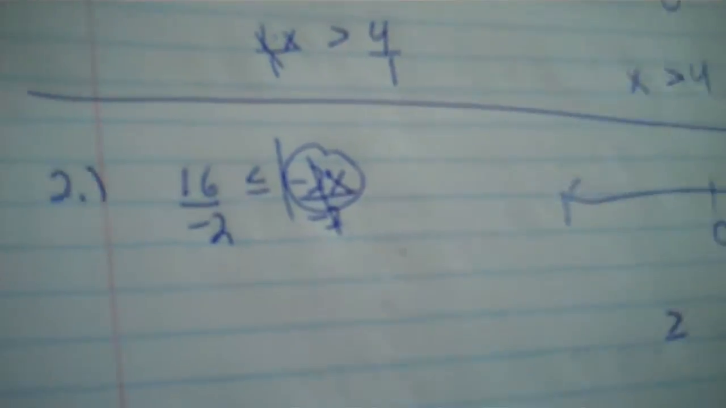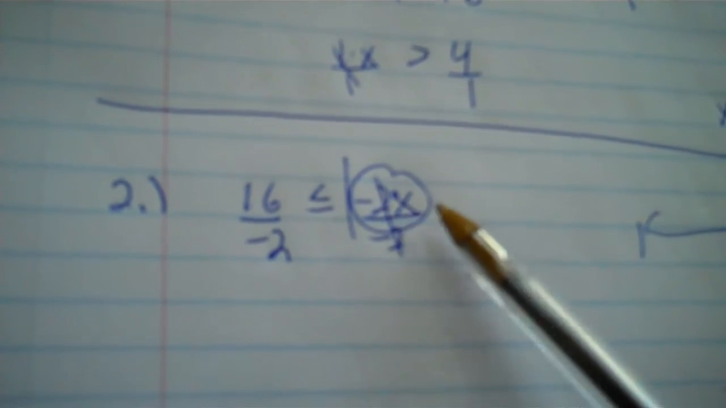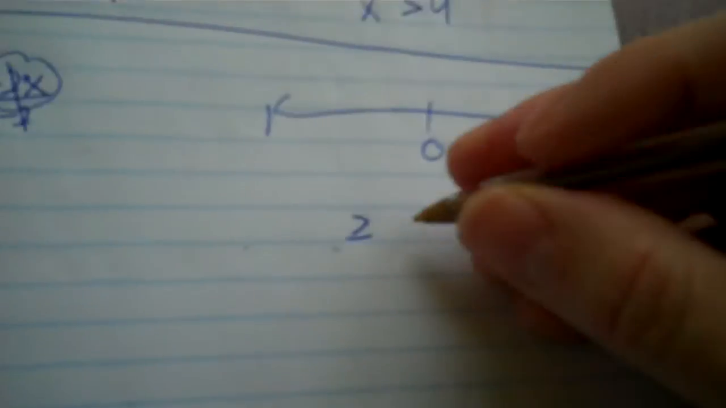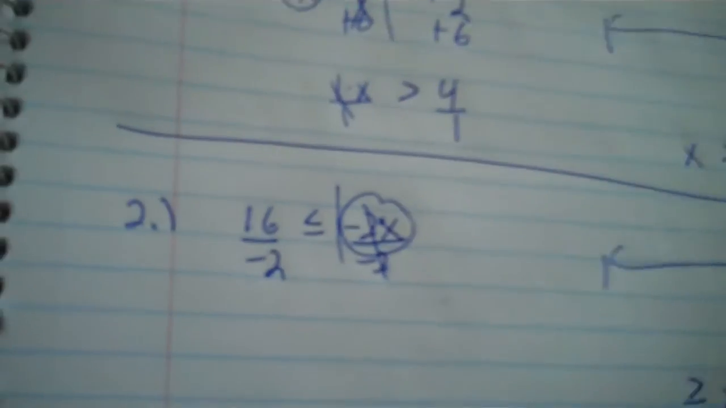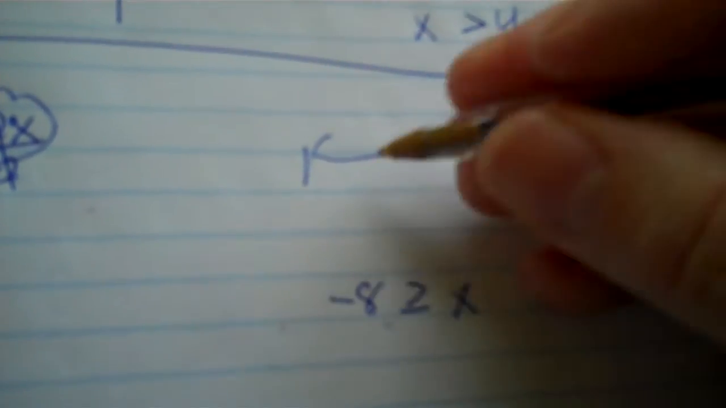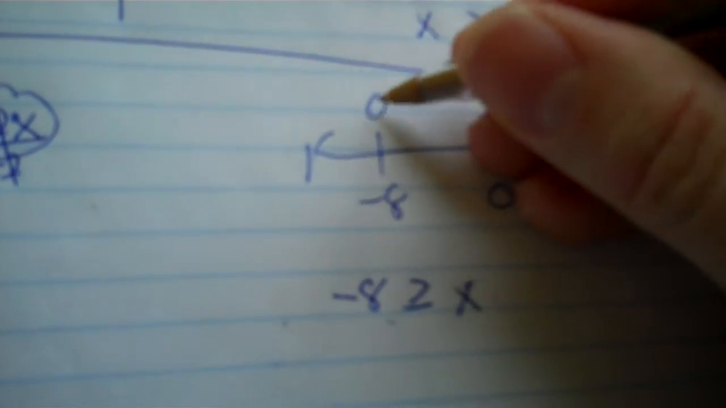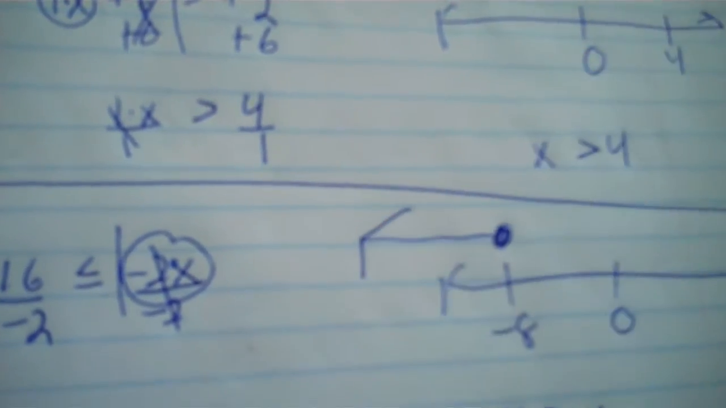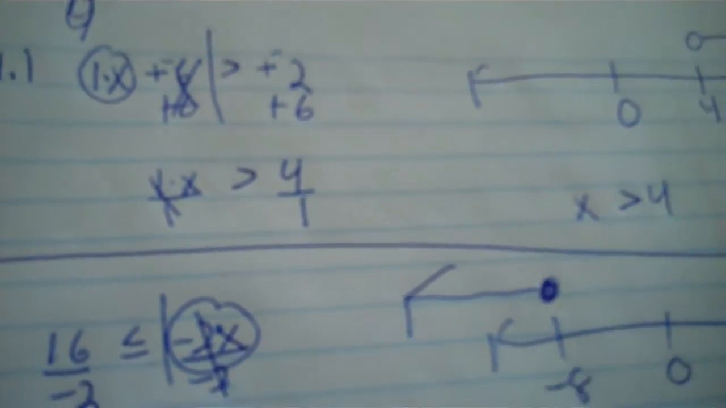And now I can come over here because now the x is all by itself, but it's after the symbol, so we need to put it after the symbol. And 16 divided by negative 2 is negative 8. Okay, so negative 8 is a critical number. Now it eats the number, so when it eats a number it goes this way, so x can be any number that way, like negative 9, negative 10, negative 11, anything that way.